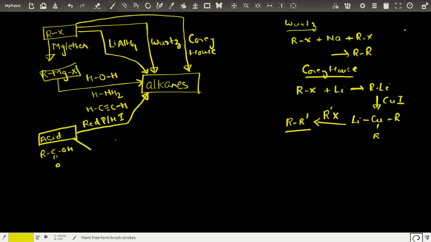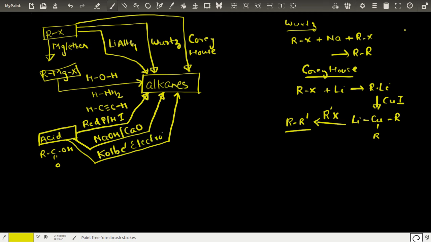Second, we can also use a decarboxylation reaction. Now what is the decarboxylation reaction? Heating in presence of soda lime. What is that? It's a mixture of NaOH and calcium oxide, but here you will get one carbon less. The third one is, you can also use the Kolbe's electrolysis method. So we have the Kolbe's electrolysis method, right? So it can be used, and just like the Wurtz reaction, we can prepare a symmetrical alkane in this case.